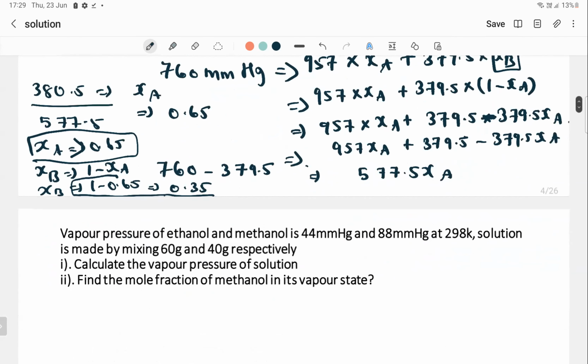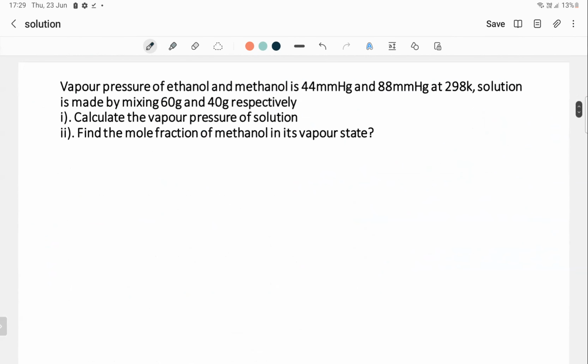Do this one. The vapor pressure of ethanol and methanol are 400 mmHg and 88 mmHg. So first, you have to find the vapor pressure. P total is equal to P naught A into XA plus P naught B into XB, and the second one is in the vapor phase.